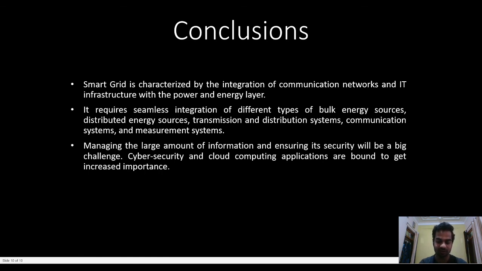Smart grid is characterized by the integration of communication network and IT infrastructure with the power and energy layer. The communication networks are the main parts, through which we communicate between the different components of the smart grid like transmission, generation, customer, and the market. So we need IT infrastructure which will manage all these and collect data from all these departments.